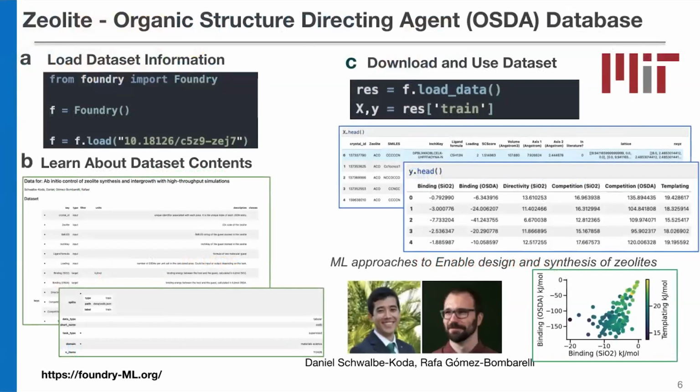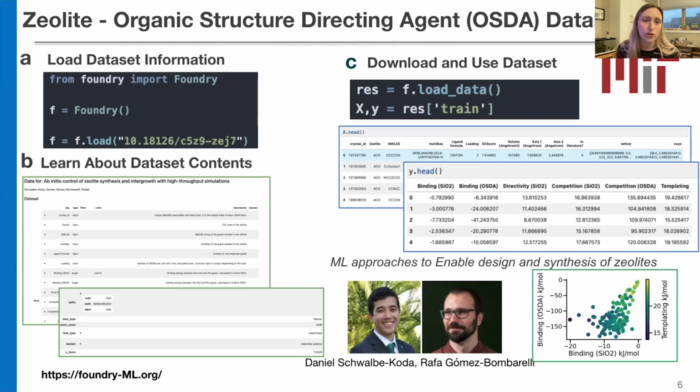So here's an example workflow using an MDF Foundry ML data set. So this is the organic structure directing agent database. And this was created by our colleagues at MIT. So the first thing that you'd want to do to access this data set is to load that data set information. First, you import Foundry, you instantiate, and then you just load the data set information with the DOI.